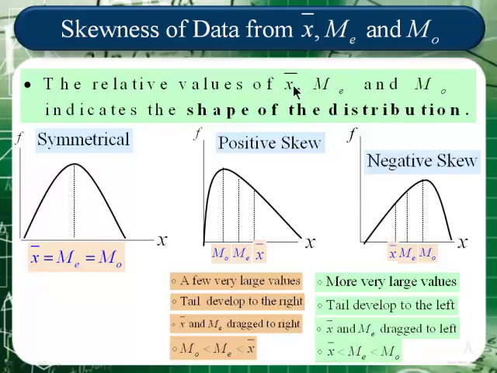So by just taking these three central values, or the values for central tendencies, into account, we can predict the type of distribution that you will obtain.